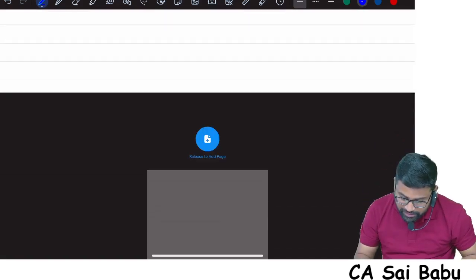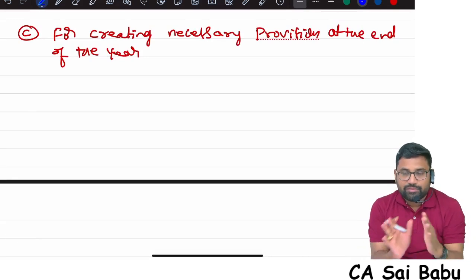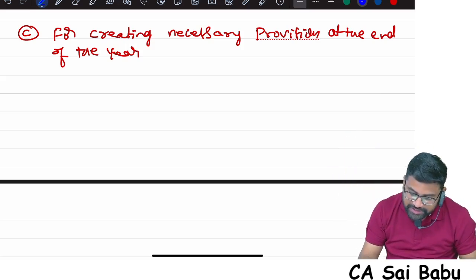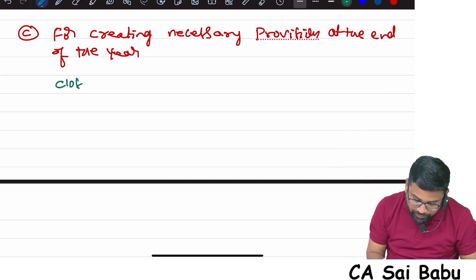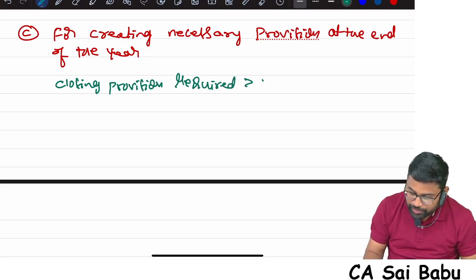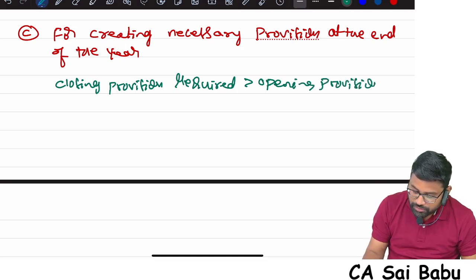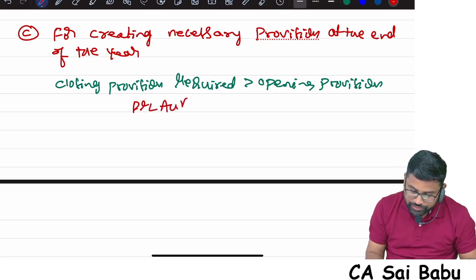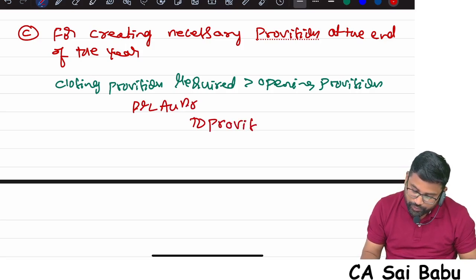See here, simple. At the end, I need to check what closing provision I need to maintain, and what my opening provision is for bad debts, for doubtful debts. So here there are 2 possibilities. If closing provision required is greater than opening provision, then what do I need to do? I create a provision. What is the entry? P&L to provision for doubtful debts.